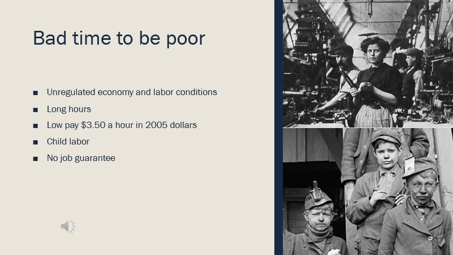In general, though, if you haven't already figured it out, it was a bad time to be poor during the Gilded Age. If you were poor and working a wage-earning job, you were at the whim of an unregulated economy and unregulated working conditions. So your average work week could be 10 hours a day, 6 to 7 days a week, for an average of 59 hours a week, and that's an average. So some people worked more, and unfortunately, some people worked less too.